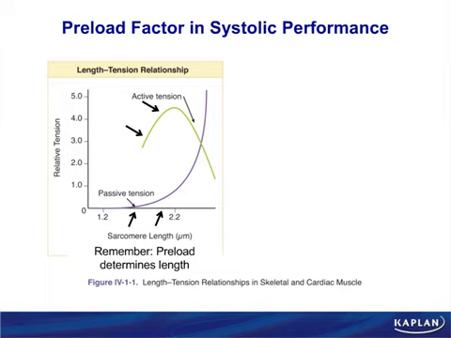If I increase the preload, then notice active tension goes up, and it continues to go up until a certain point. Thereafter, when I increase the preload, then notice that active tension begins to fall. So this is our bell-shaped active tension curve demonstrating the length-tension relationship in skeletal muscle. Okay, that was just a quick review. We went through that in skeletal muscle.